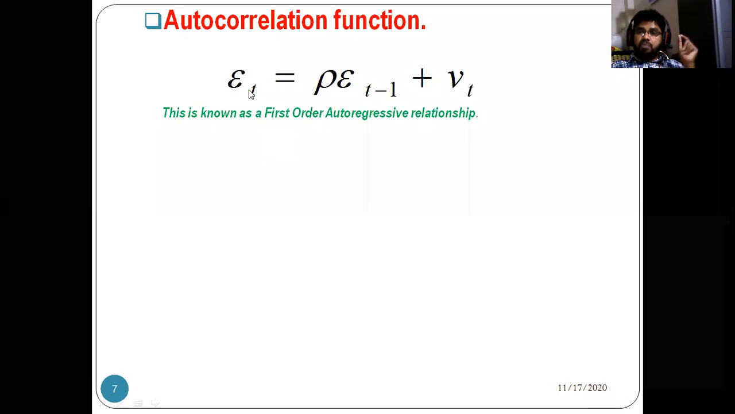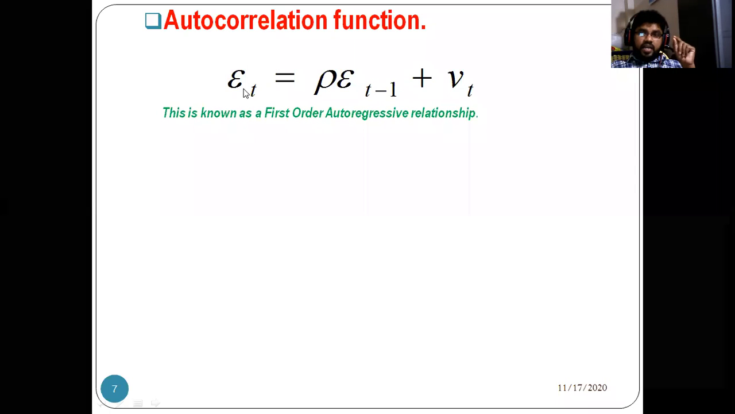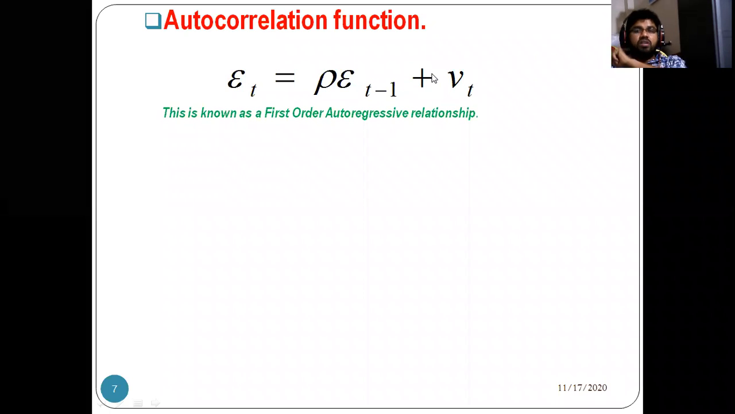Sometimes the present year error term depends on the year before the previous one: epsilon t equals rho epsilon t minus 1 plus another coefficient times epsilon t minus 2 plus v t. That is called second order autoregressive. In the first order, the 2020 error depends on the 2019 error. In the second order, the 2020 error depends on the 2018 error also.